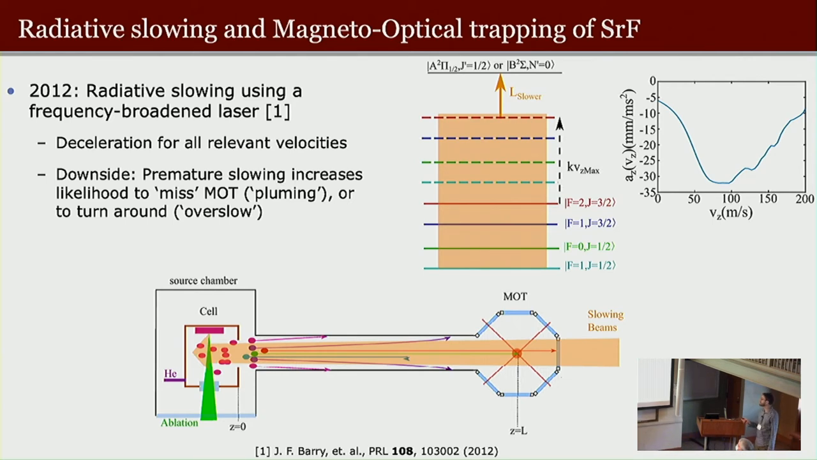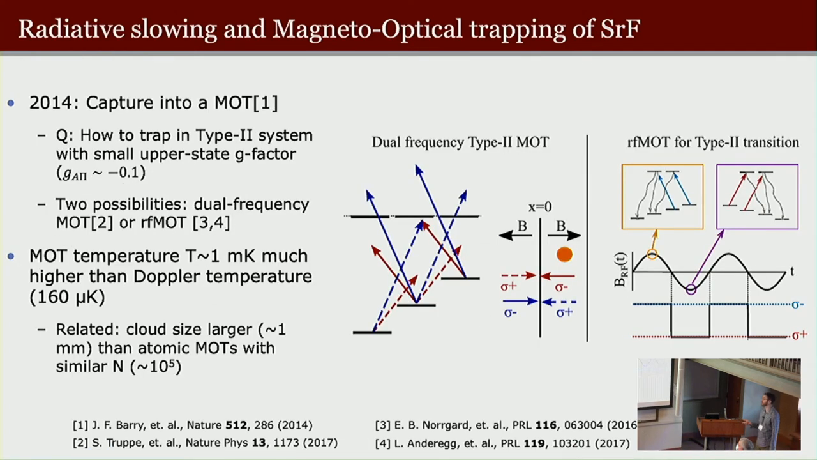So yeah, a downside to this is that because it's such a shallow fall-off here, you might slow some of your molecules prematurely. You increase the likelihood of missing the MOT entirely by plumeing for those molecules that have some transverse velocity, and sometimes you can even turn around your molecules because there's nothing stopping them here. So this slowing process is pretty inefficient, but it can work, and it was then used to capture molecules into a MOT.